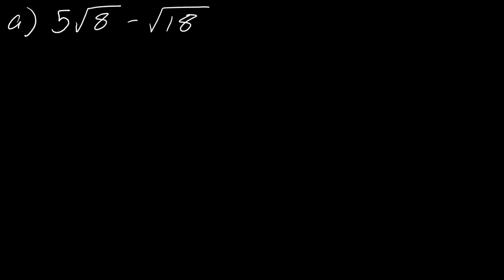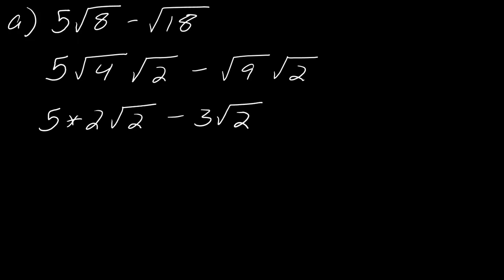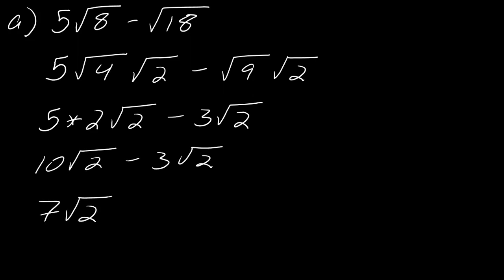So this first one will be 5, and the largest perfect square that goes into 8 is 4, so this will look like this. And then for this other one, this will be 9 times 2. So then I get 5 times 2 times the square root of 2 minus 3 times the square root of 2. So I ultimately have 10 times the square root of 2 minus 3 times the square root of 2. So this is 7 times the square root of 2.